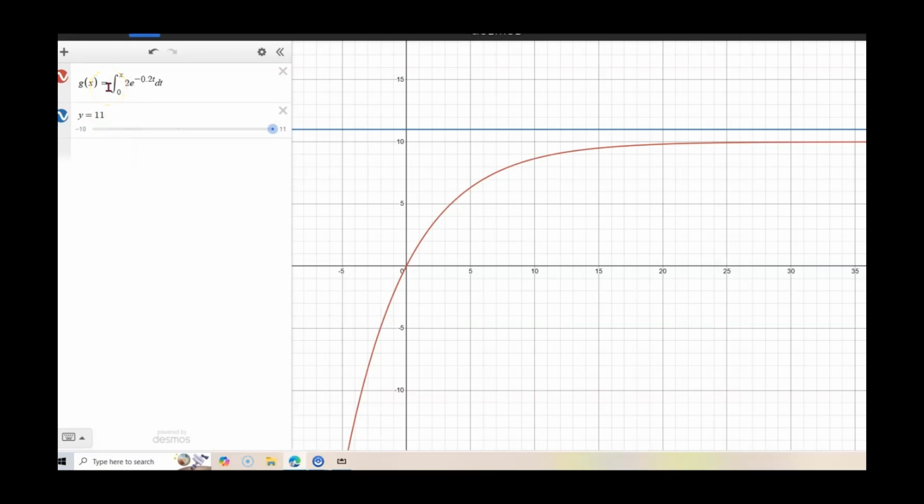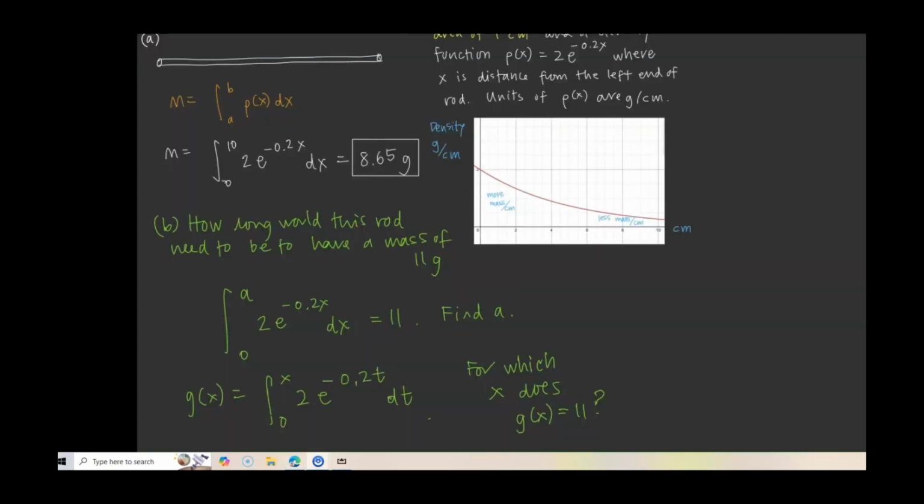The density function is going down so quickly that it never reaches it. So the answer here is it never does. You could have an infinitely long, thin rod, and because this density function is decreasing exponentially so quickly, it's never going to be able to add up to 11 grams.